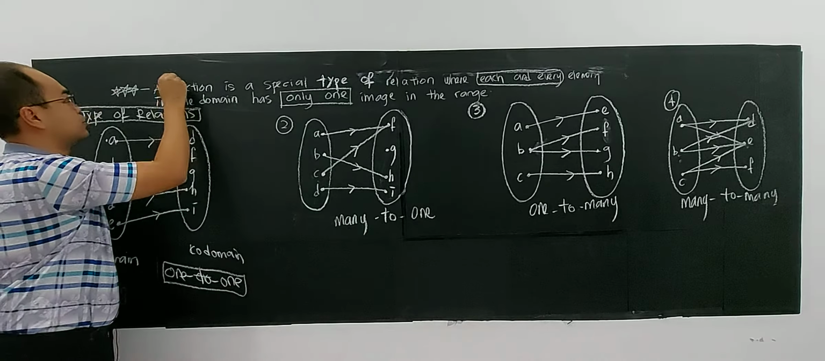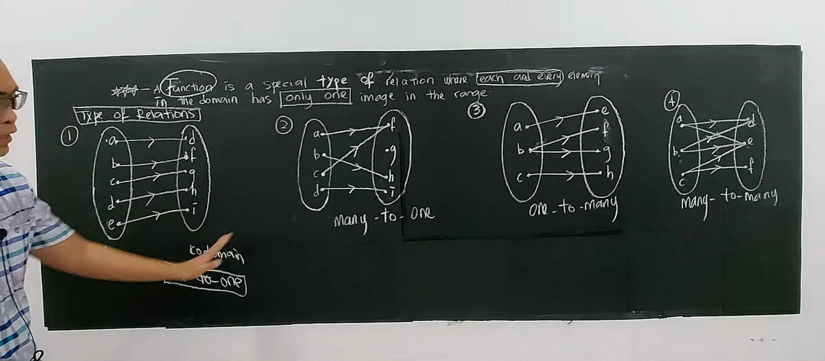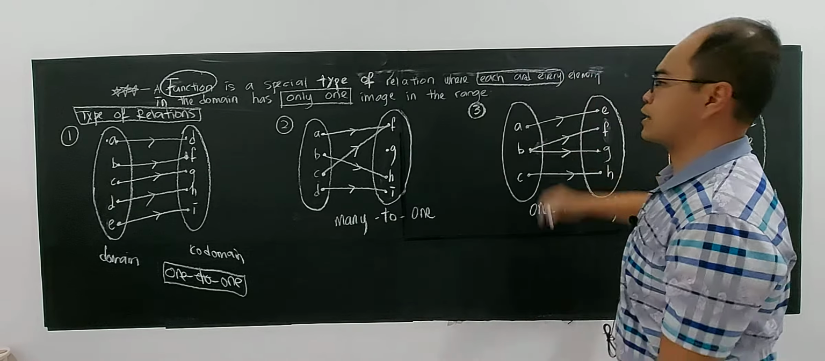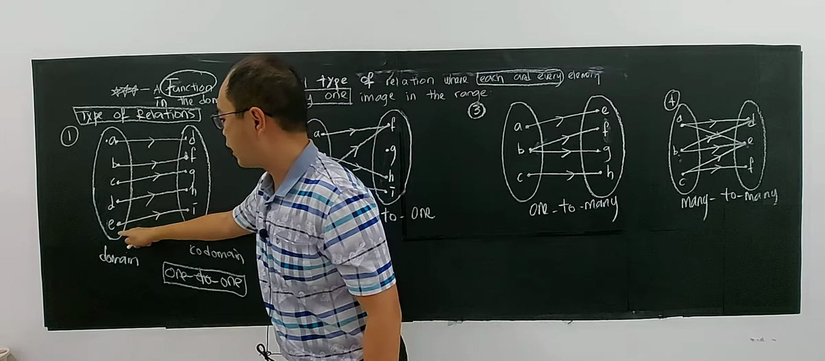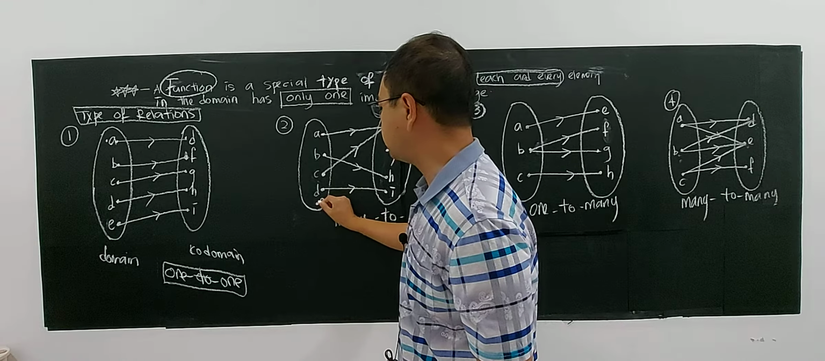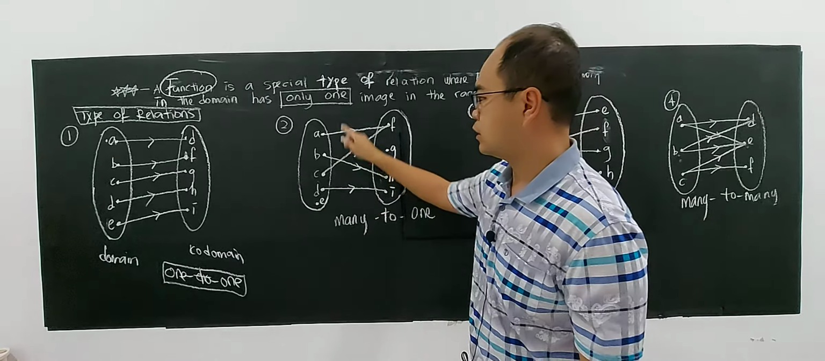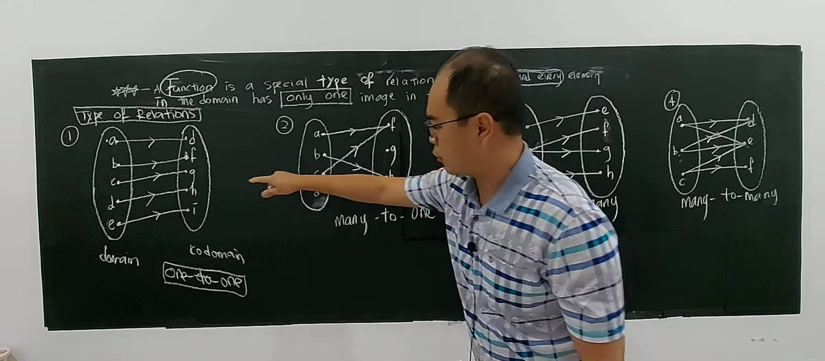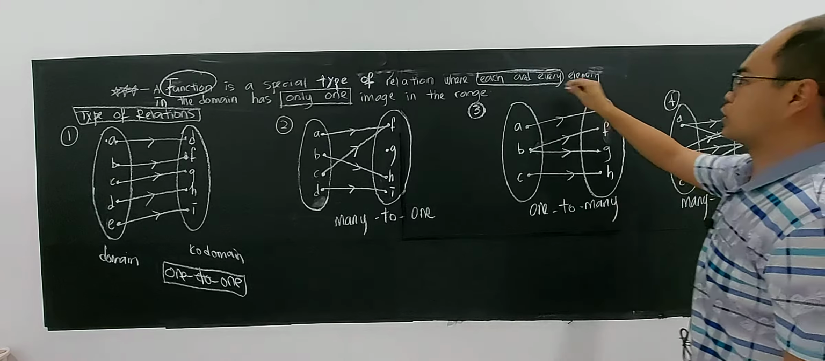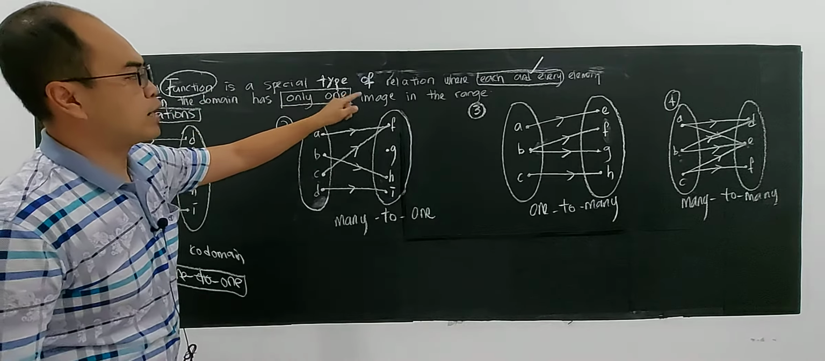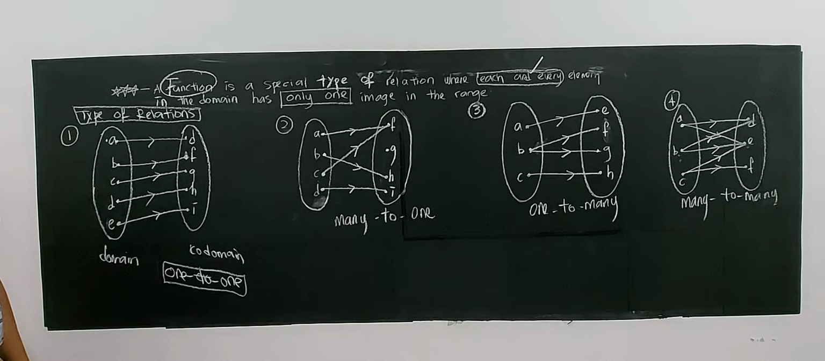You have to know that for something to be a function, not all of these relations are a function. A function is a special type of relation where, and this is the most important keyword, each and every element. Each and every element means that you cannot have one object here that does not have an image. So this would not be a function, but in this case, every object has an image, so it's okay. So each and every element in the domain has only one image in the range.